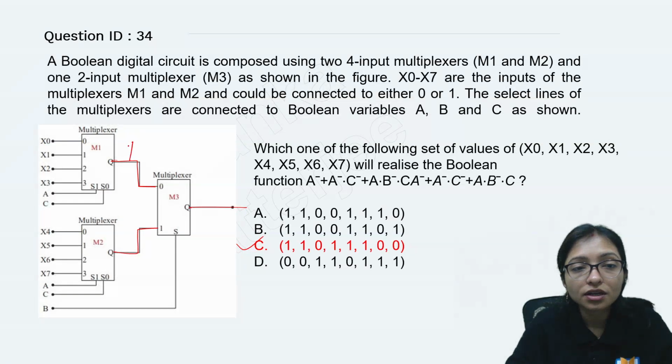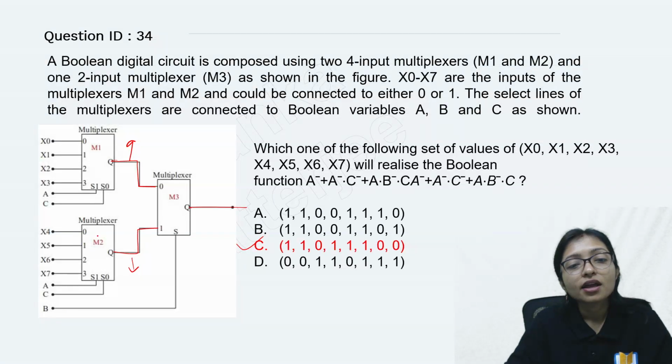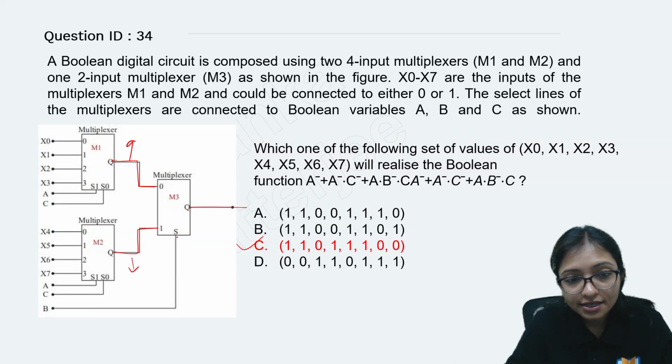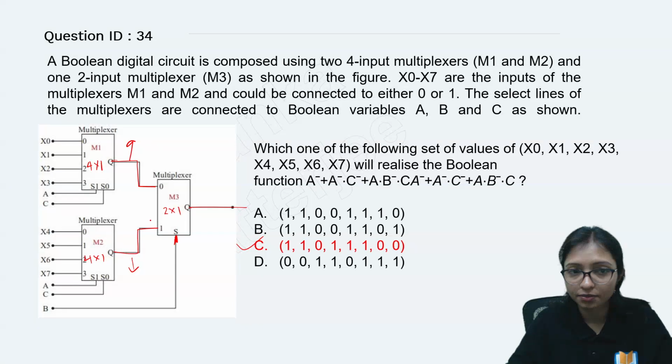For this one you will get an equation. For this one you will also get an equation. You have to think about how to get the equation. And here this is the select line. This is a 4x1 multiplexer. This is also a 4x1 multiplexer. And this is a 2x1 multiplexer. Right? So from the 4x1 multiplexer, what will be my equation?